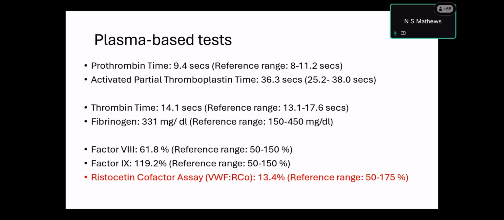So in our particular patient, you said that VWD was your differential. Our plasma-based tests went like this: normal PT. The APTT here was not abnormal in this particular case. Thrombin time was normal, fibrinogen normal, factor VIII was normal, which is probably why your APTT didn't go long. Factor IX was normal. But look at your ristocetin cofactor activity. This is your von Willebrand factor activity, say 13.4%, and this is your reference range. So we had one abnormality which we picked up. From our history we had come to a diagnosis, and it seems that we are on the right track.